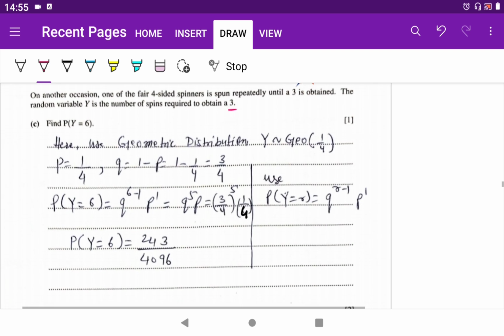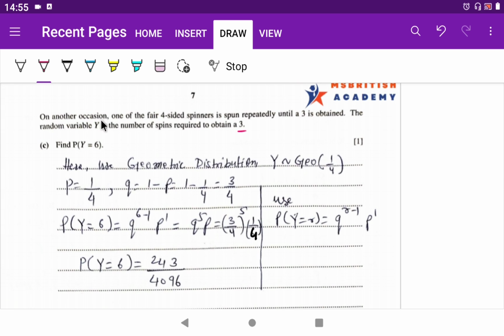Now on another occasion, one of the fair four-sided spinners is spun repeatedly until a 3 is obtained. Now we are spinning to get 3. So the random variable Y is the number of spins required to obtain 3. In the question it is given that when we spin the spinner 6 times, then we will get 3. So find P(Y = 6).